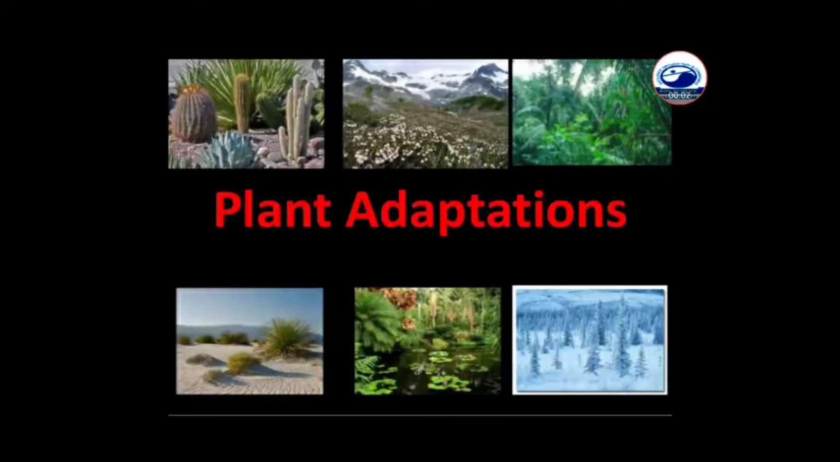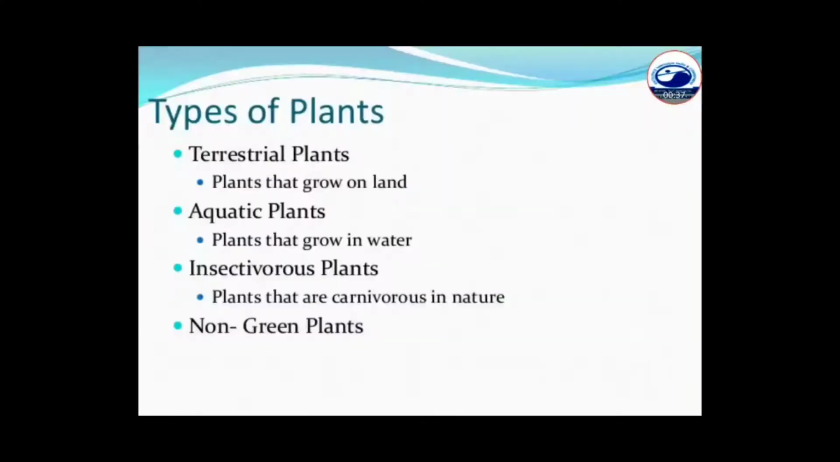Plants have some special features that allow them to live in a particular habitat. These special features are called adaptations. According to adaptation and habitats, plants can be classified into following groups. Terrestrial plants are plants that grow on land. Aquatic plants are plants that grow in water. Insectivorous plants and non-green plants are plants having special adaptations.